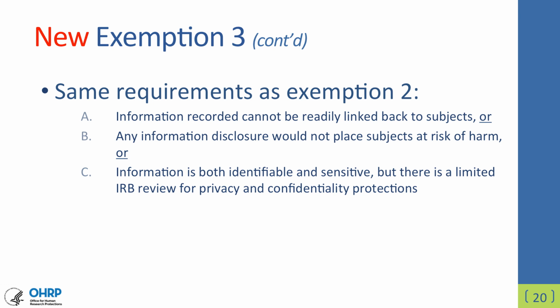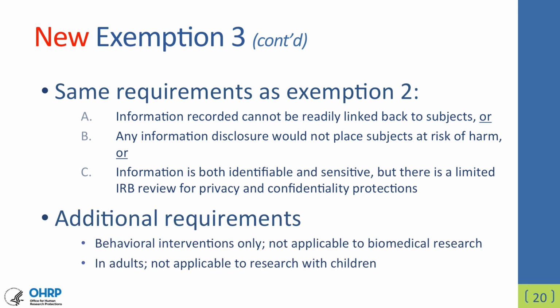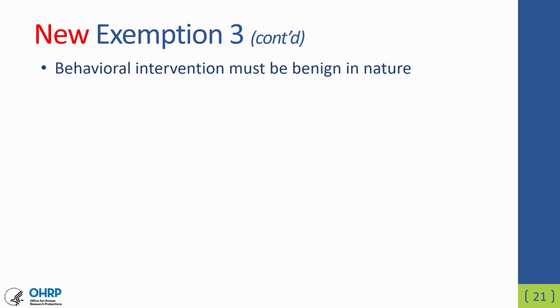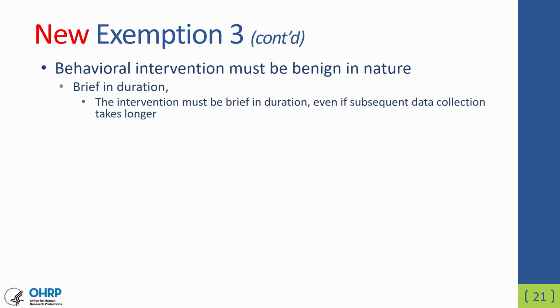However, there are additional requirements for Exemption 3 to apply. For example, it applies to behavioral interventions only. It is not applicable to biomedical research. It is only for research in adults. It's not applicable to research with children. The behavioral intervention must be benign in nature. Benign means that it's brief in duration. The intervention itself must be brief in duration, even if subsequent data collection takes longer.